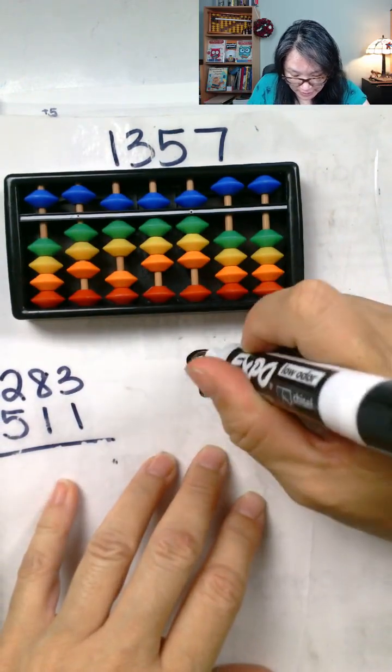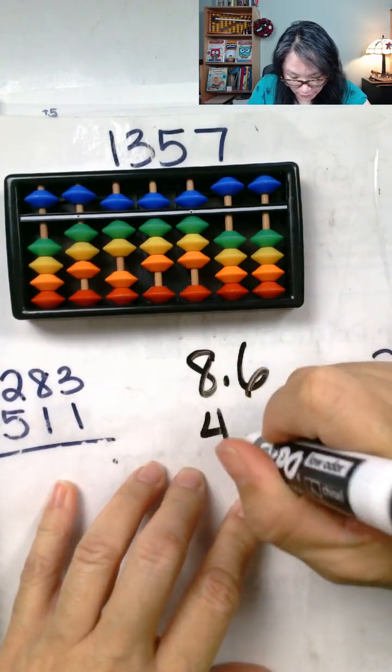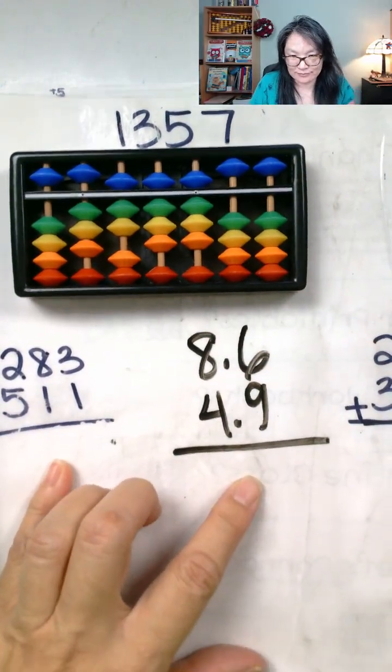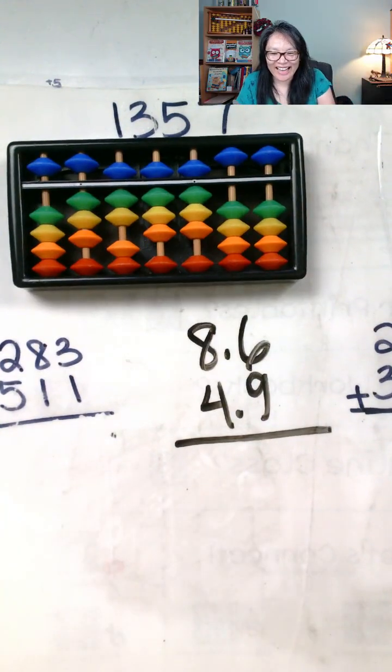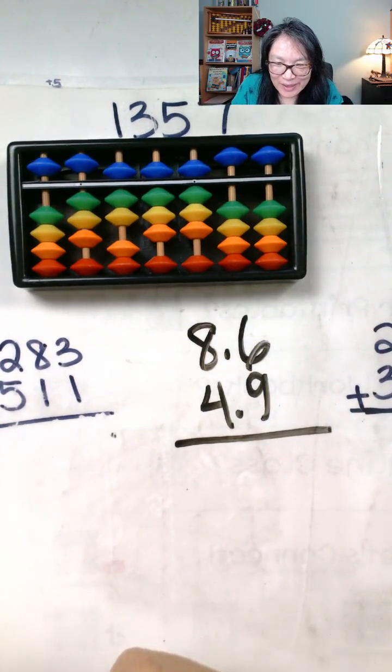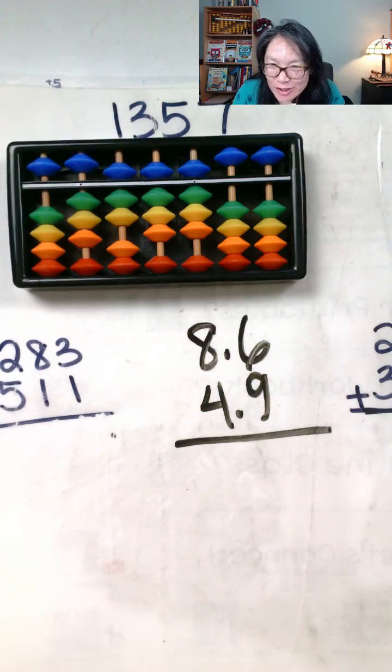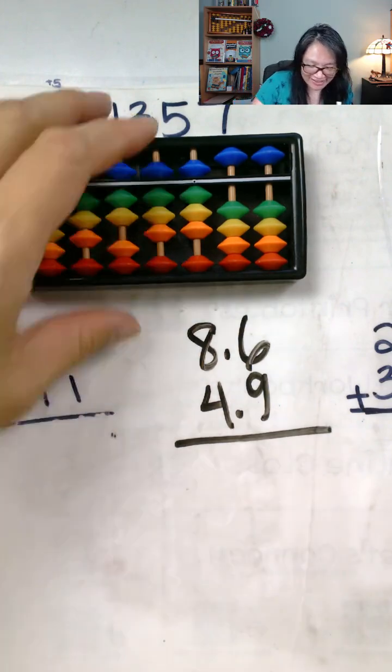We can do 8.6 plus 4.9. Stop yawning. I apologize. I'm so happy. Love from your family too. Thank you so much, David. Have a good night. I do appreciate you stopping by. Thank you so much.